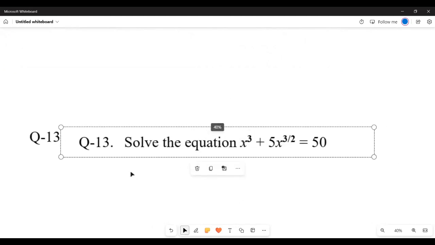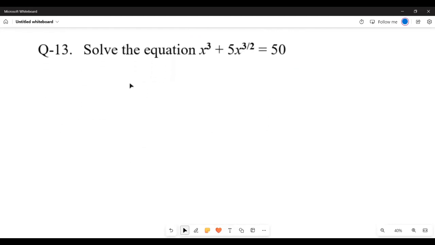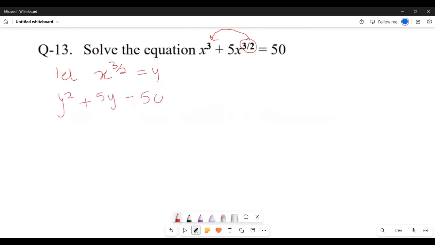Now I'm copying question 30. This is a hidden quadratic equation, since when you double this power, you get this. So we're going to write let x power 3 by 2 equals y. So we get y squared plus 5y minus 50 equals 0.